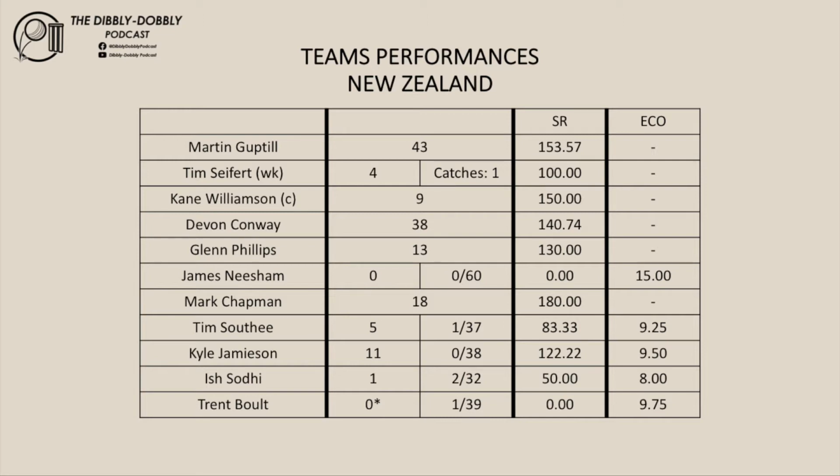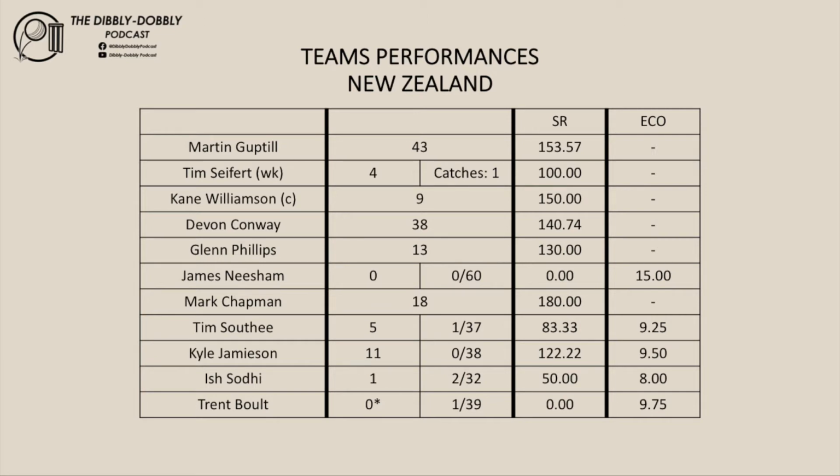Let's have a look at how New Zealand performed in this third T20 International. We'll start with their batsmen. Gupta 43, Seifert 4, Williamson 9, Conway 38, Phillips 13, Neesham 0, Chapman 18. Let's have a look at their bowlers. Sodhi took 2 wickets, a wicket each for Bolt and Southey, no wickets to Jamieson and Neesham. That's how New Zealand performed in this third T20 International as a team.